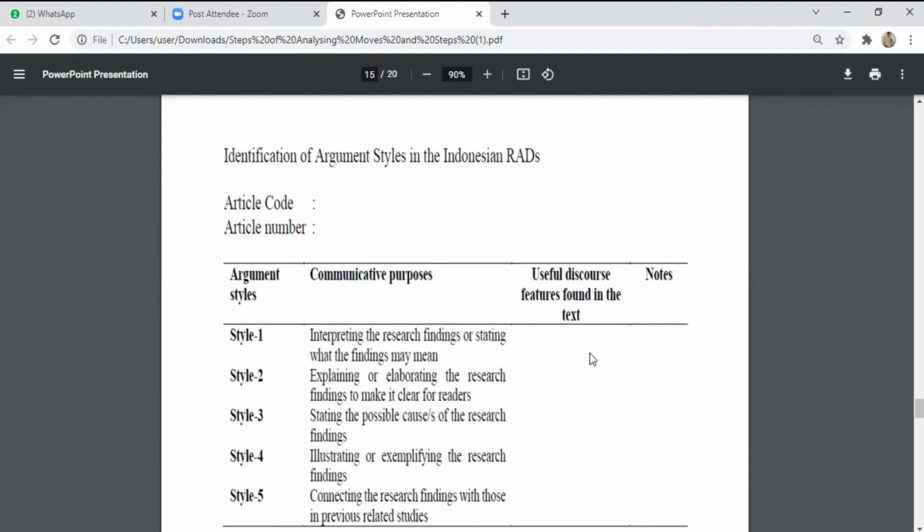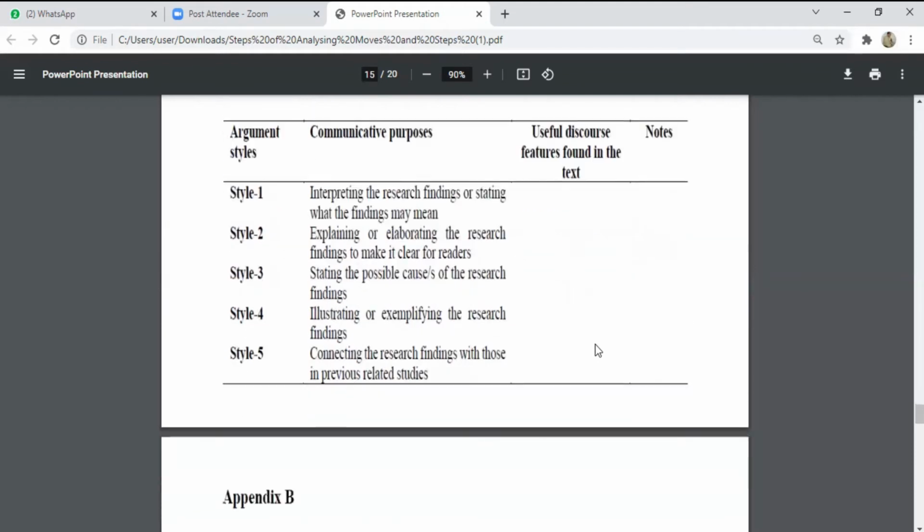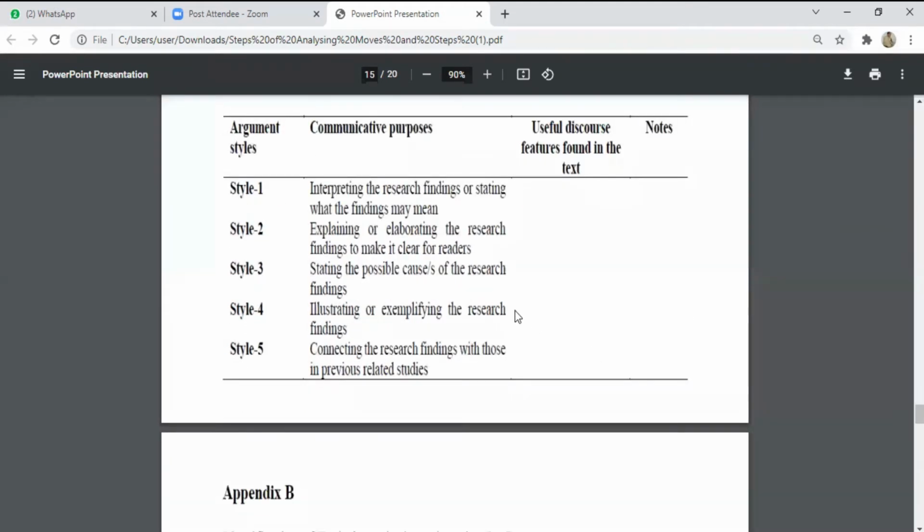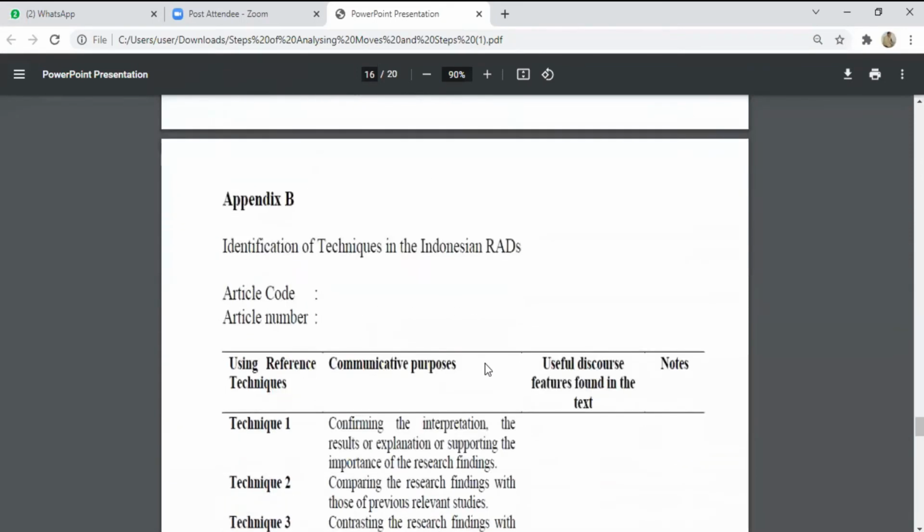Why do you identify a particular sentence or set of sentences as style one? What are the clues? You write it here. So this is for every discourse. And when you finish, sign it. Put your signature down here, on the bottom right corner of the instrument. This is in Appendix B.